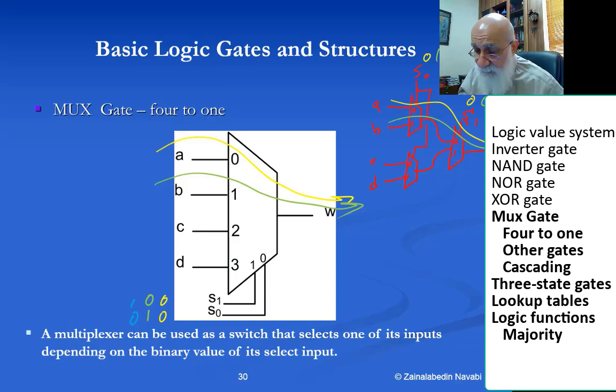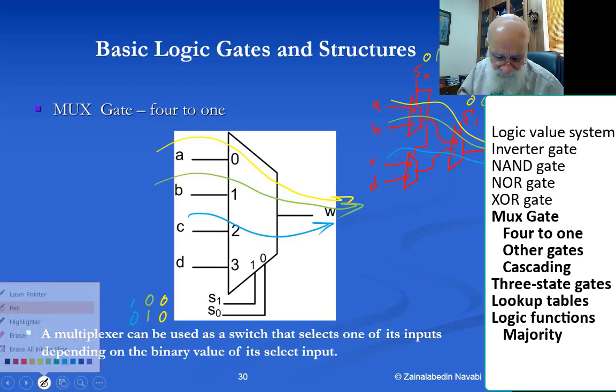So I have a 1 here, a 0 here. Because S1 is 1, the lower part is going to go through. Because S0 is 0, the upper part of the lower part is going to go through. And therefore, this is what's going to happen.